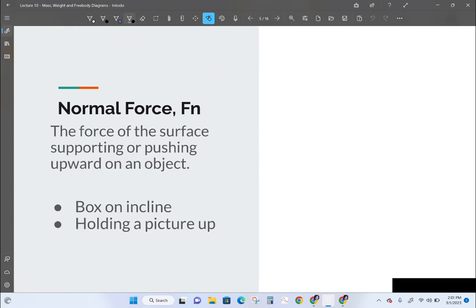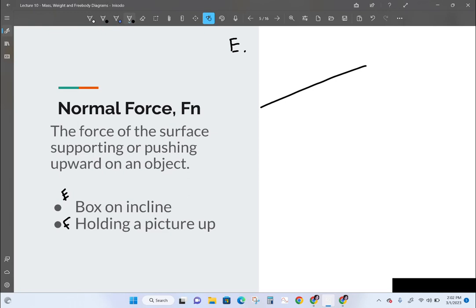Let's look at a couple of others. Let's talk about another example of a box on an incline. So we're going to call this one A, B, C, D, E, and this one F. So for E, we're going to talk about the inclines now, and we're going to spend some time talking about it because this is something that we'll be seeing a lot.